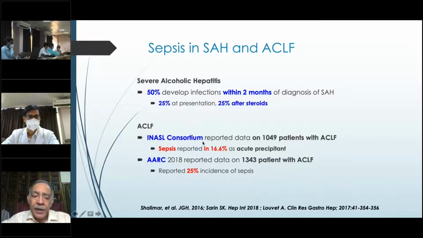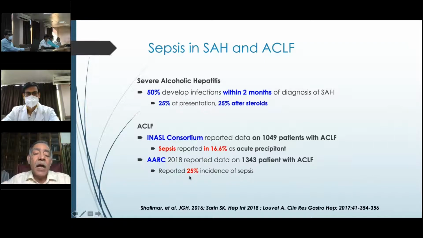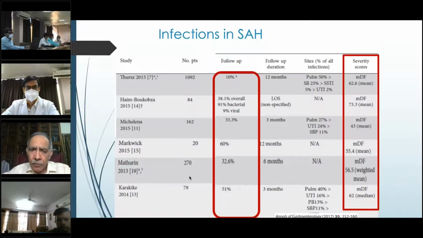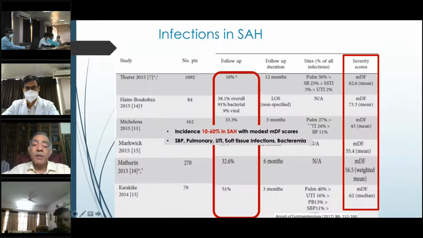A large Indian data group of the Indian National Association of over 1,000 patients with ACLF found that infection was present in about 16%, while the Asia Pacific Consortium of 1,300 patients found that infection was present in 25%. Similar other studies in smaller numbers find that infections range from 10 to 60% in patients with severe alcoholic hepatitis and modest Maddrey scores.